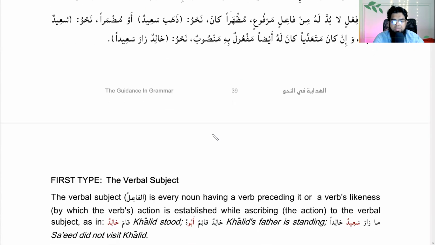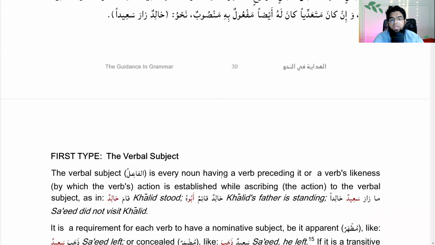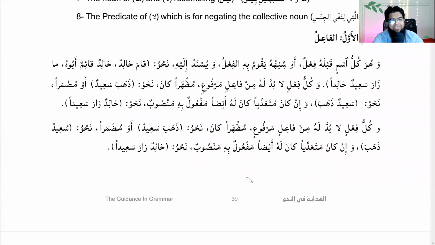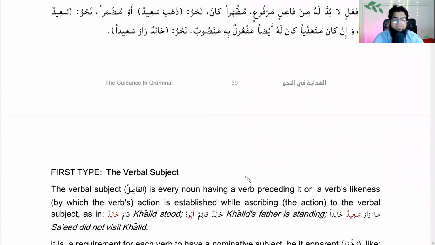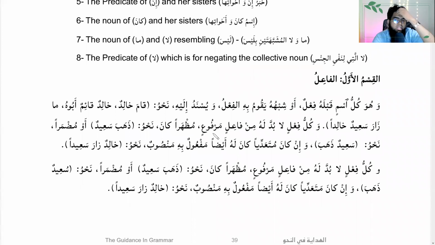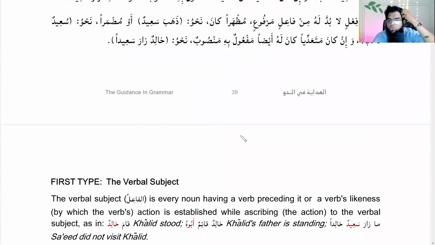So it is kullu ismin, every noun having a verb preceding it, or shibhuhu yaqumu bil fi'l, or a verb's likeness. Sometimes the ismul fa'il can also have a fa'il. The action is established, wa yusnadu ilayhi, and it is ascribed to it.